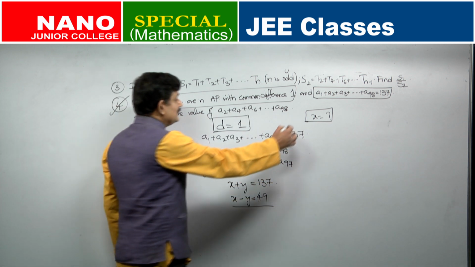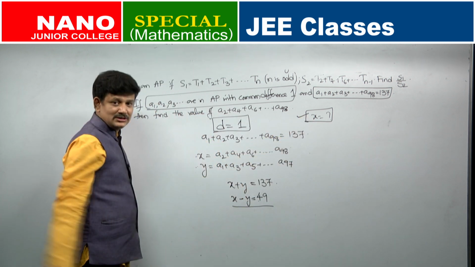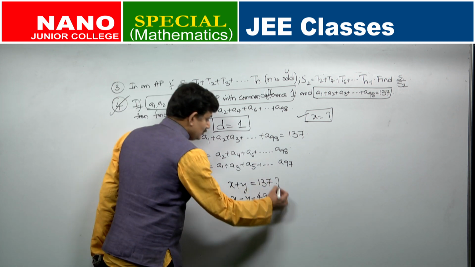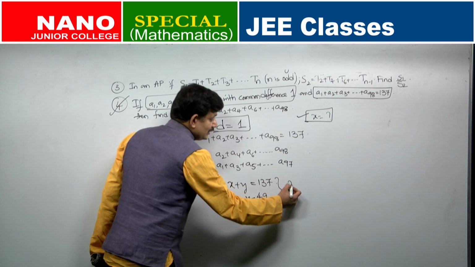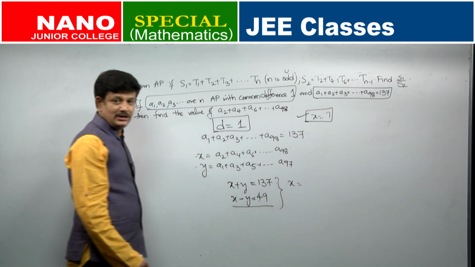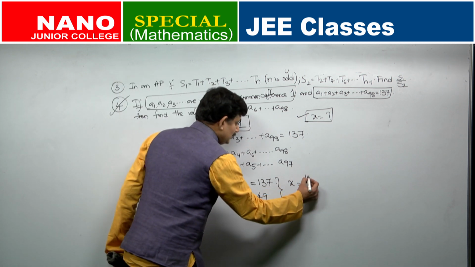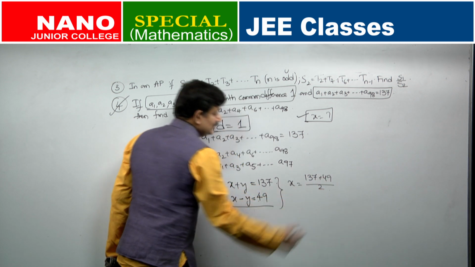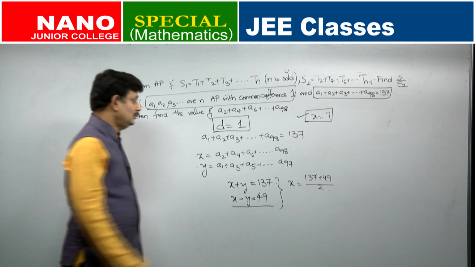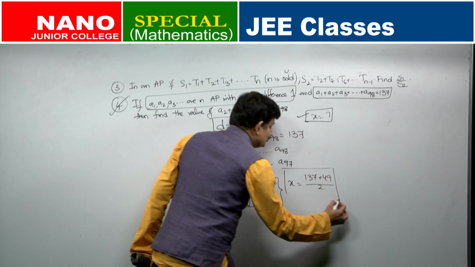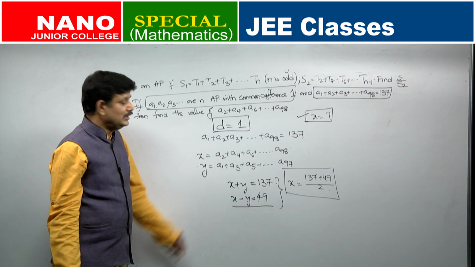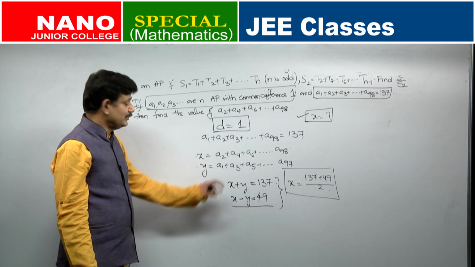So, what we want is x. How to find x from these two equations? Add them and divide by 2. Add both the equations, y will get cancelled. 2x will be equal to 137 plus 49. So, x will be (137 plus 49) by 2. So, as simple as that. Once you understand the meaning of arithmetic progression, you will be able to do it without much calculation in a simple way like this.